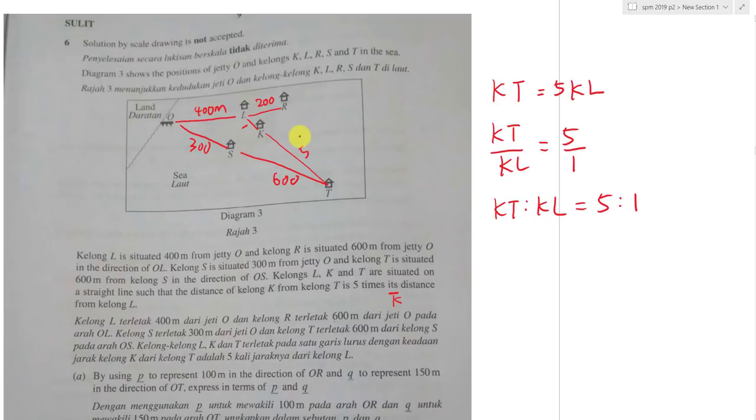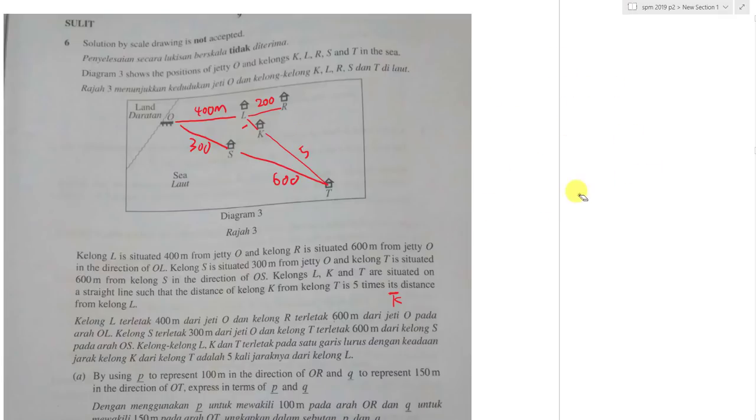Because of that, I will write down the information I have. Let me erase this. We go to the OR direction first. We have some vectors here. First, I know my OL is equal to 4p, because p represents 100 meters in the OR direction. So I know OR is 6p.